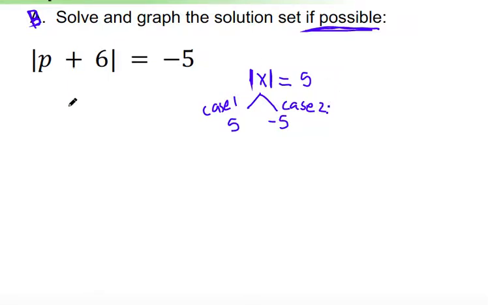Okay, so now let's look at this. Here we've got the absolute value of p plus 6 is equal to negative 5. Well, that is a major problem, because what this is saying is that something in an absolute value bar, something that has absolute value, is going to end up with a negative distance. That's not possible. So for this type of problem, we simply say it is the empty set, or we say no solution.